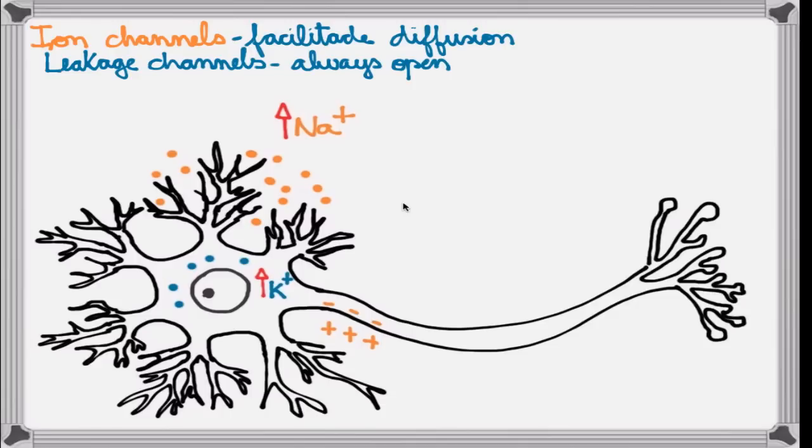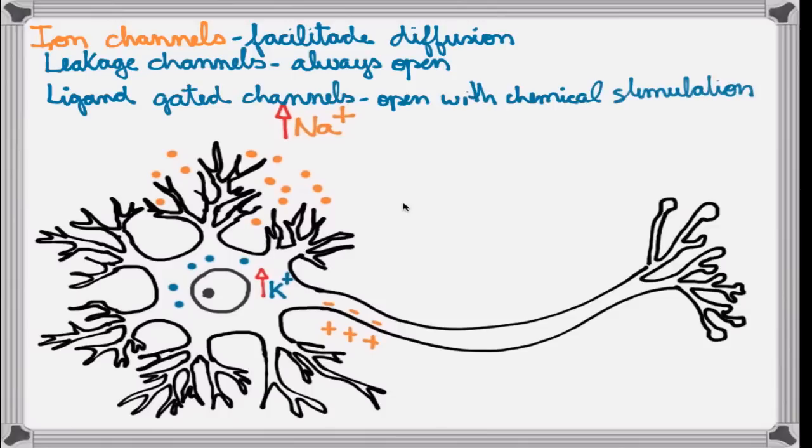But there are certain ion channels that are not constantly open. Those are called the gated channels. And the first type of gated channels that we're going to have is called the ligand gated channels. And they just open upon some sort of chemical stimulation.